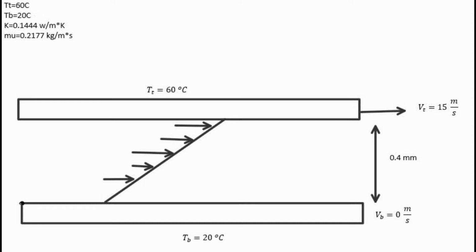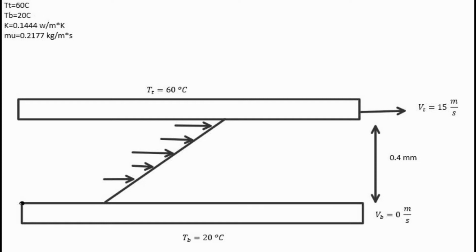We will use the following information to calculate the actual numbers that I will be showing you. With the temperature of the top plate being 60 degrees Celsius, the bottom plate being 20 degrees Celsius, with our K being 0.1444 watts per meter times Kelvin, our mu is going to be equal to 0.2177 kilograms per meter times second.